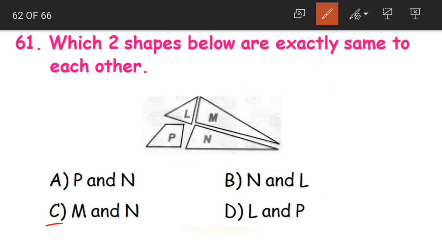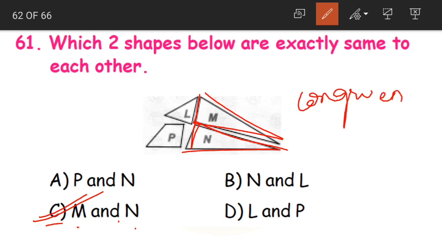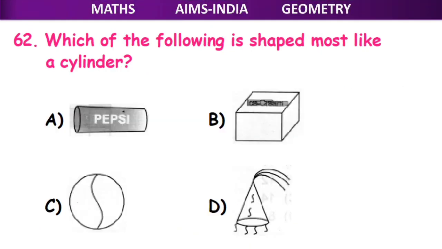Now coming to C, M and N. The shapes M and N, are these exactly the same? Yes, these two shapes are exactly the same. So M and N becomes our correct answer. What is the other name for these, children? These two figures are congruent figures. Yes, remember this.